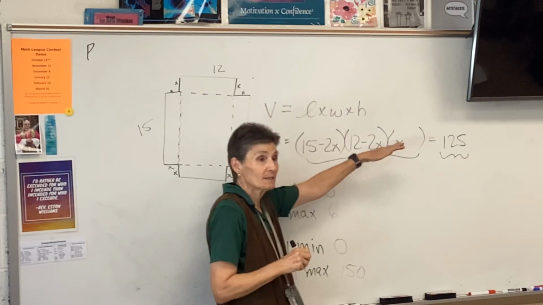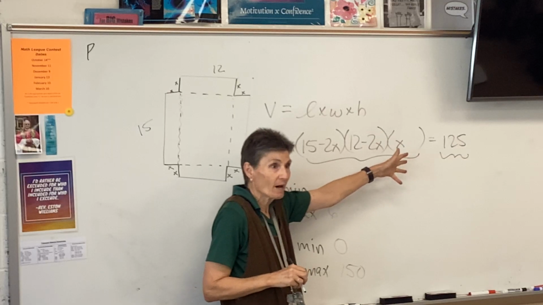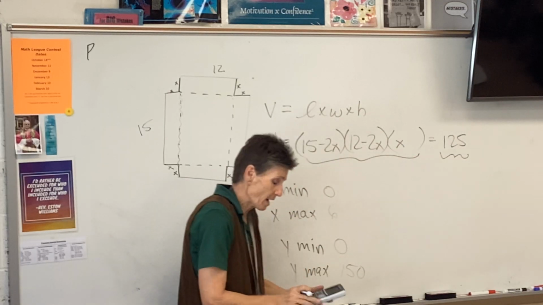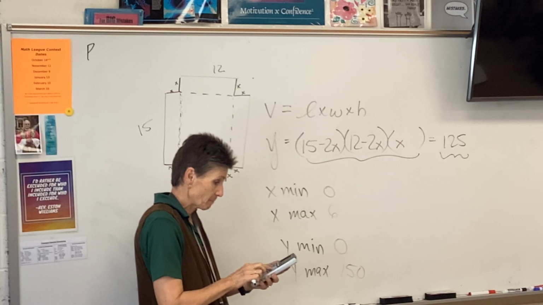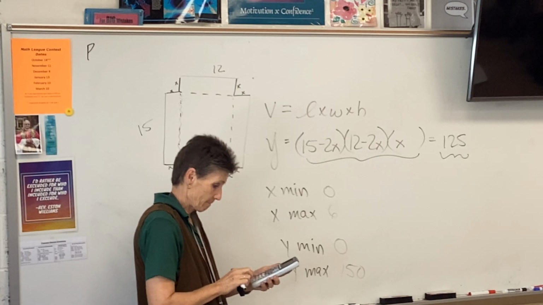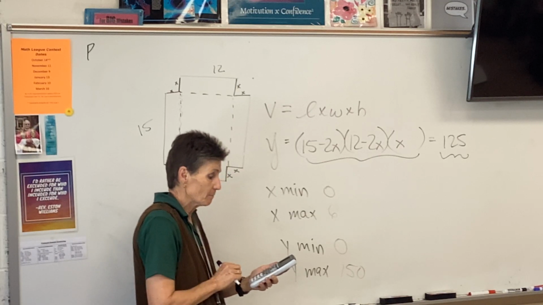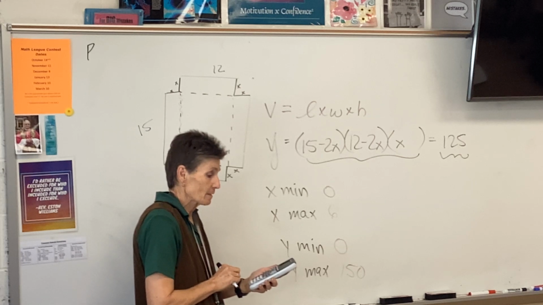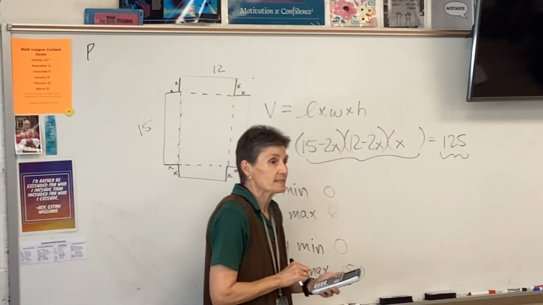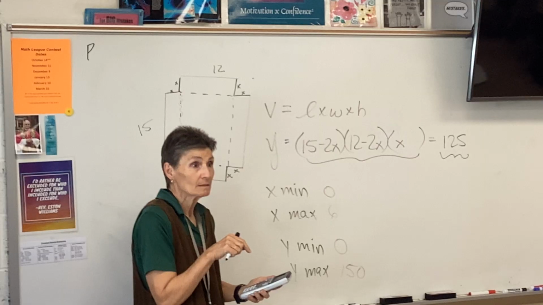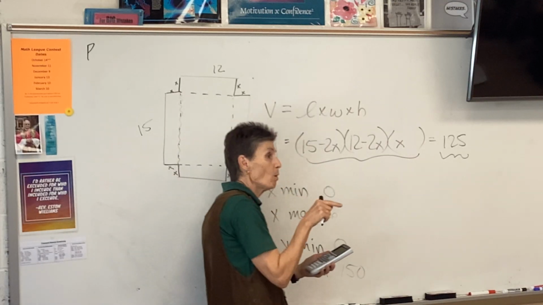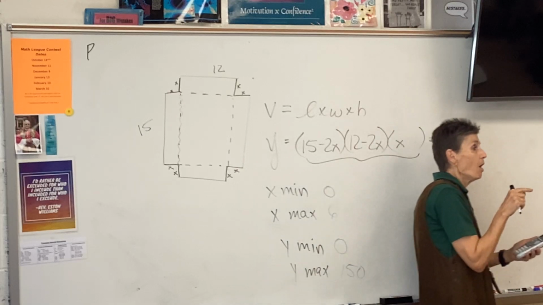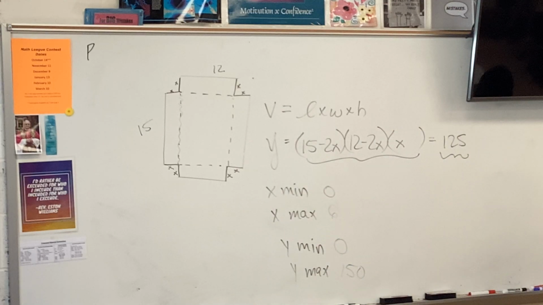Just something bigger than 125, all right? Now hit graph. After you've made those window adjustments, hit graph. Do you see the line crossing the curve? Yes, ma'am. So those 2 points where it crosses are where the volume is exactly 125.